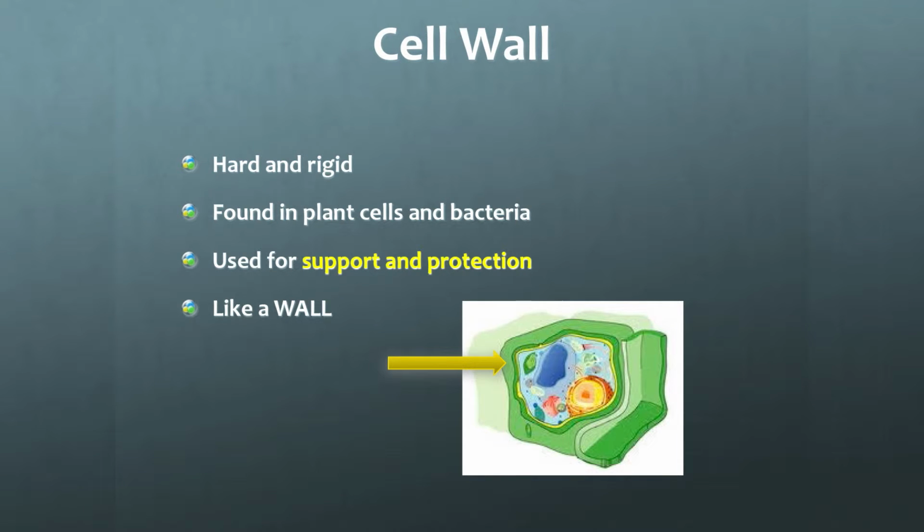Cell wall, on the other hand, is hard and rigid. You find them in plant cells and some other kinds of cells. It's used to support and protect. So we would call it like the walls of the school. So cell wall, walls of school. Cell membrane, doorway of school.